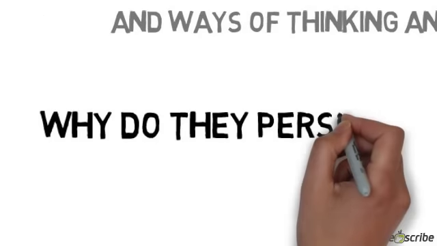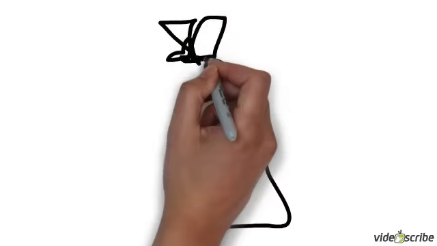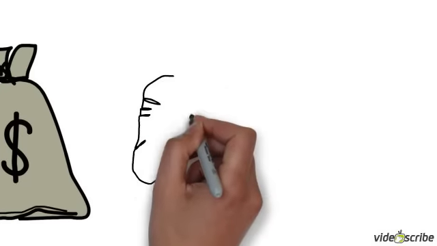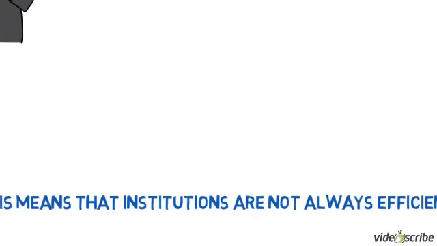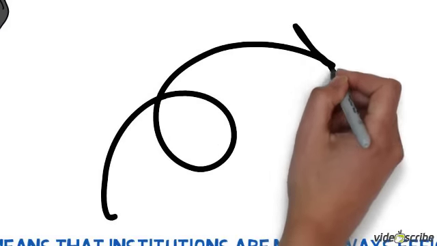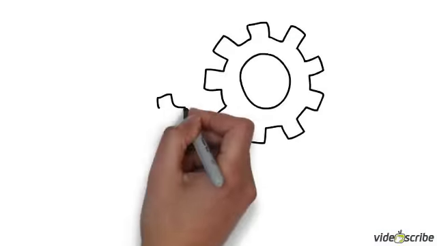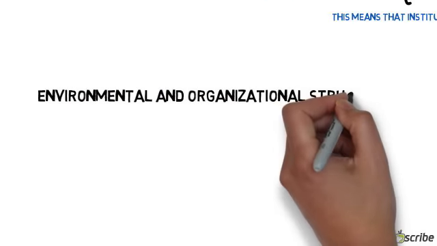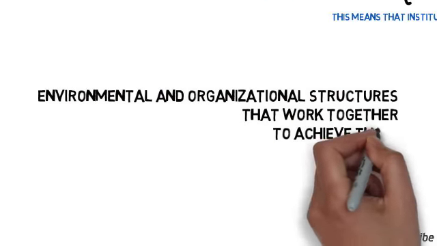Why do they persist? Well, there are costs associated with institutional change, and there are those who are embedded within these institutions. This means that institutions are not always efficient. The backbone of institutional theory is social legitimacy and survival, and there are environmental and organizational structures that work together to achieve these sometimes ambiguous goals.